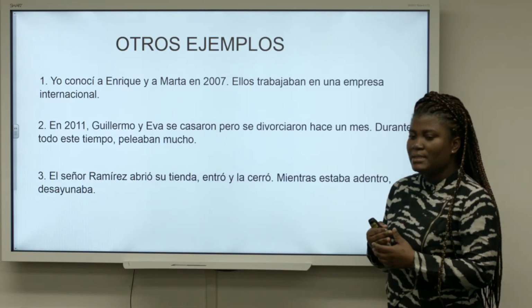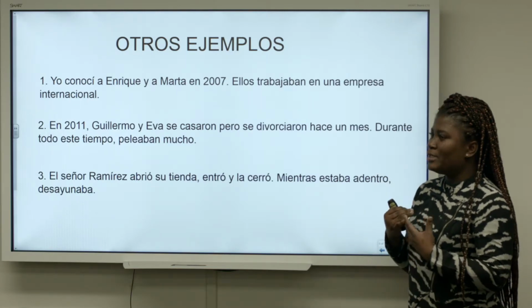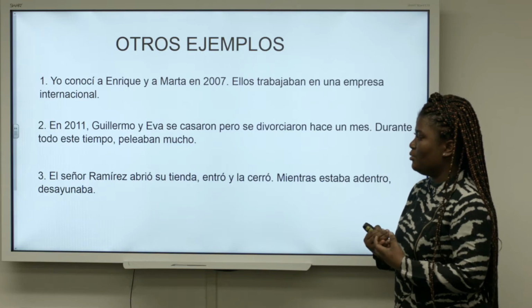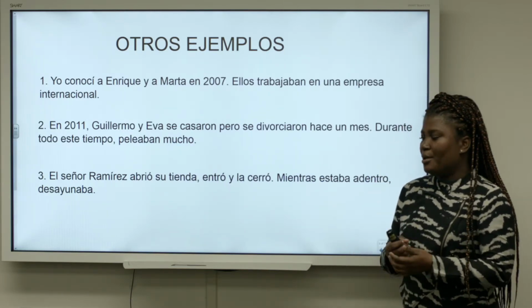Now, durante todo este tiempo, peleaban mucho. So we don't know the specific time they started fighting. We don't know when the fights ended. So we're going to use the verb pelear, but we'll use that in the imperfect tense.